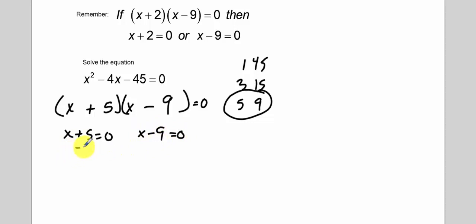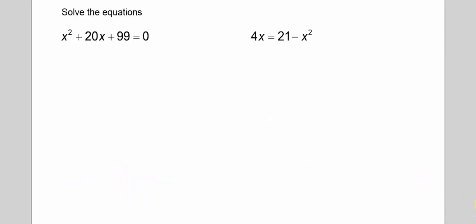Therefore, subtract 5 from both sides and get x equals negative 5. Add 9 to both sides, and x equals 9. And that's kind of like an OR. And there we have it solved. Do it again. Some more problems.